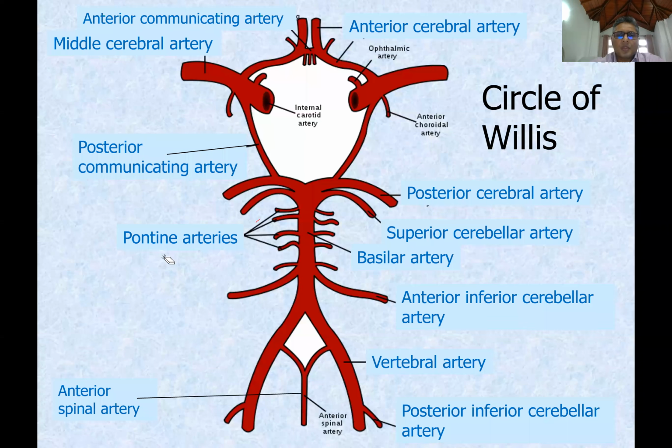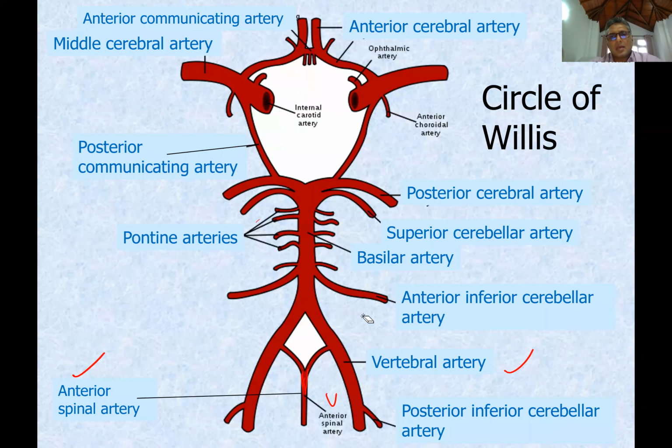Then there's another point. You can see the vertebral arteries, before they unite and form the basilar artery, there is another peculiar formation of an artery. Two branches from the two vertebral arteries unite and form one artery, which is called the anterior spinal artery. So when we look at the blood supply of the spinal cord, the anterior spinal artery becomes an important artery. With that, we'll move on to the next slide.